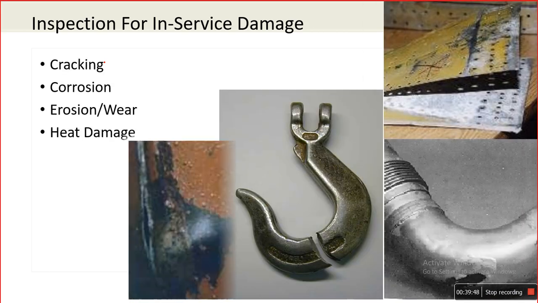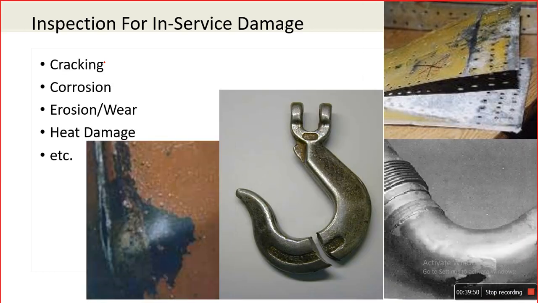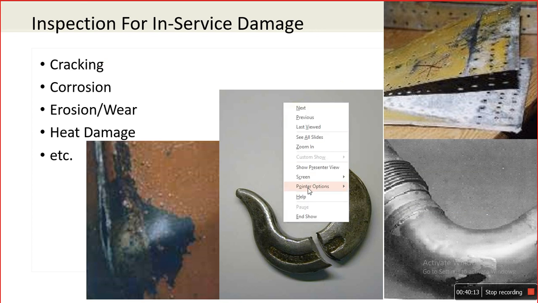So in service damage, there may be a crack during the actual working of a component. There may be corrosion due to different chemical compositions. There may be wear or erosion during multiple applications of mechanical components. There may be heat damage. So these are a few examples shown here.